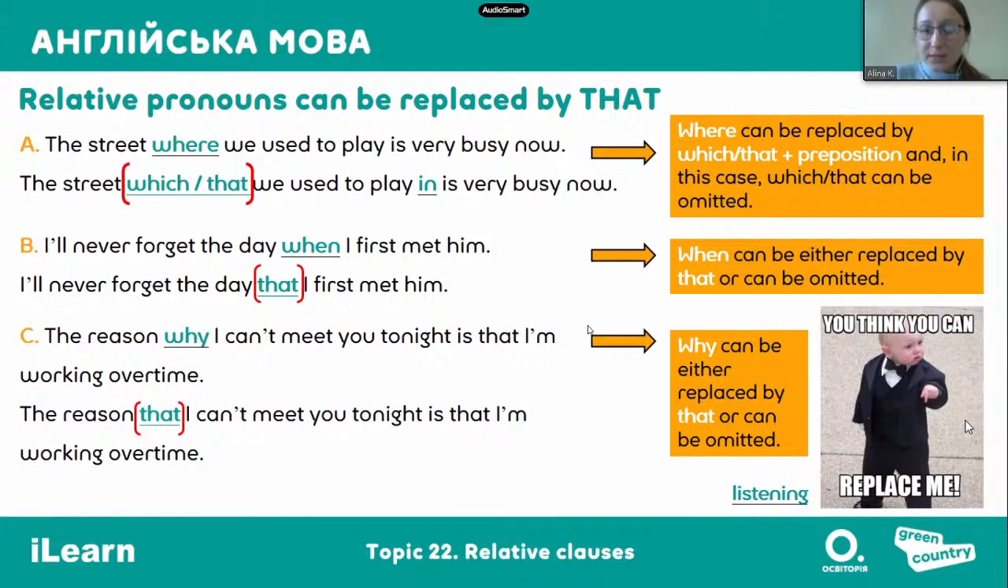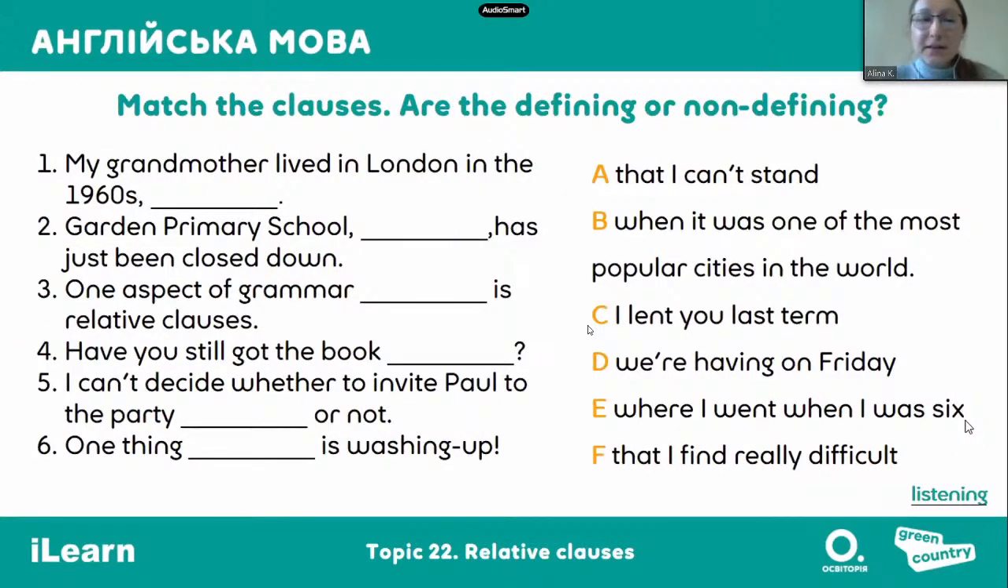Okay, so let's do this little task. Let's try to match the sentences with their endings. Remember that you have this kind of task in the reading section. That is the last task of the reading section, where you need to find the correct ending for the sentence or the correct clause which is missed in the sentence. So let's look at number 1. My grandmother lived in London in the 1960s, and then gap.